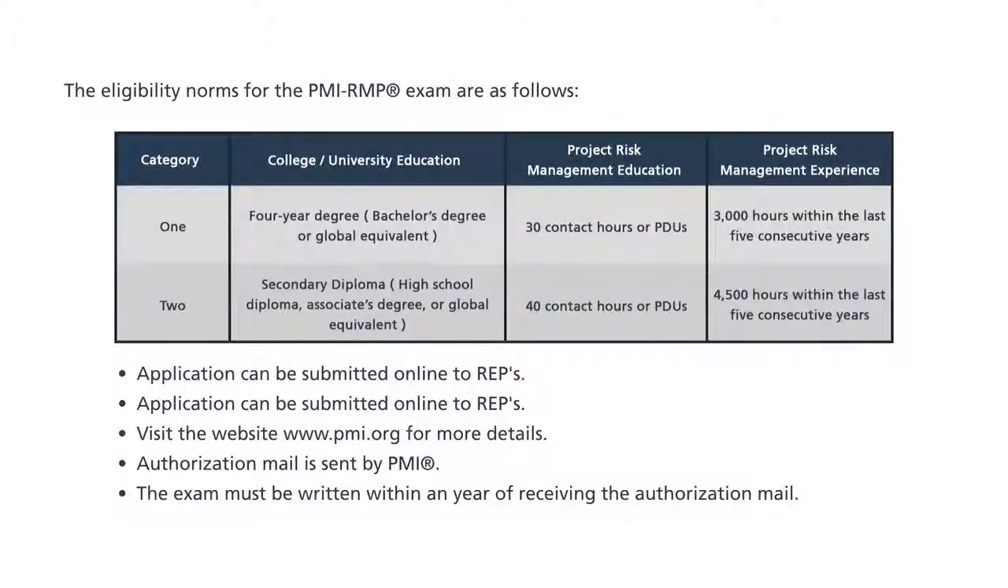Now that we've discussed the exam, let's discuss what it takes to qualify for the exam. For starters, if you have a college degree, you must have 3,000 hours of project risk experience over the last 5 years. If you do not have a degree, then you need 4,500 hours of experience in the last 5 years. With a degree, you need 30 hours of formal risk-related training and 40 hours of training without a degree.